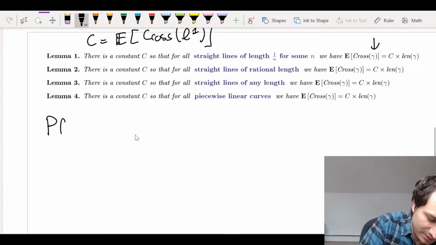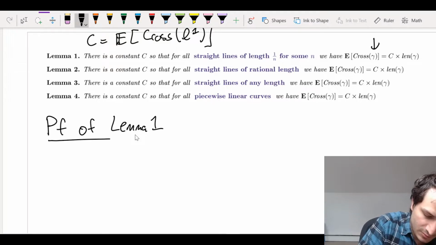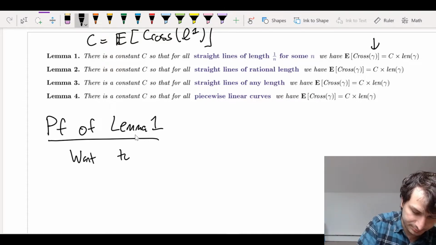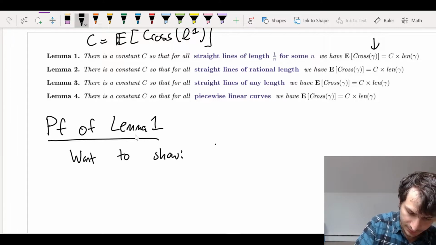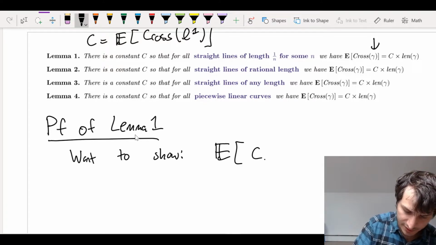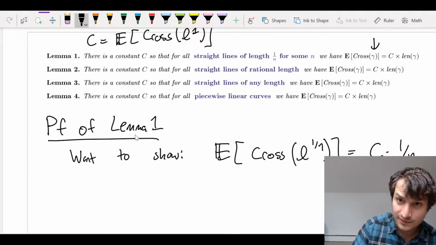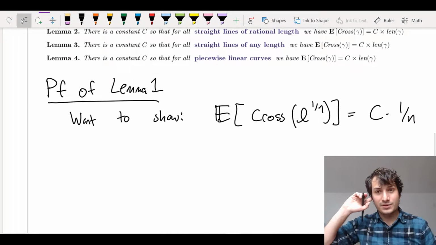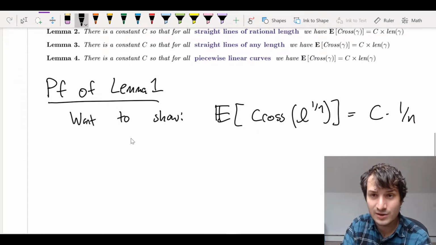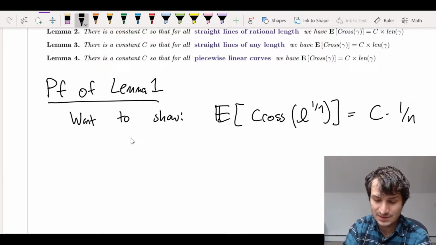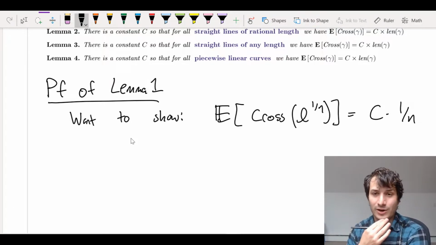Proof of lemma 1. Okay, so what do we want to show? We want to show the expected value of the number of crossings of L1 over n is equal to c times 1 over n. This is what we would like to show. So we're only looking at curves which are straight line segments, and they're only length 1 over n for some value of n. So these are the curves L1 over n, where n is an integer.